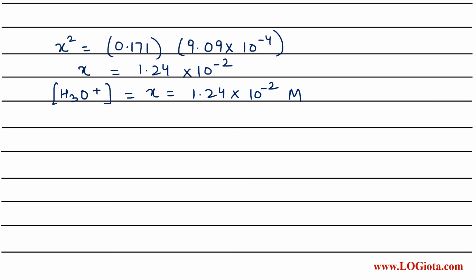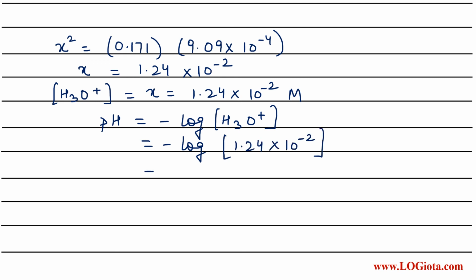Now next is we need to find the pH. So the pH will be equal to minus log of H3O positive, or you can say H positive. Now we will put the value here. So minus log of 1.24 multiplied by 10 to the power minus 2. Now on solving this, we get the answer as 1.9. So the pH of this solution is 1.9.